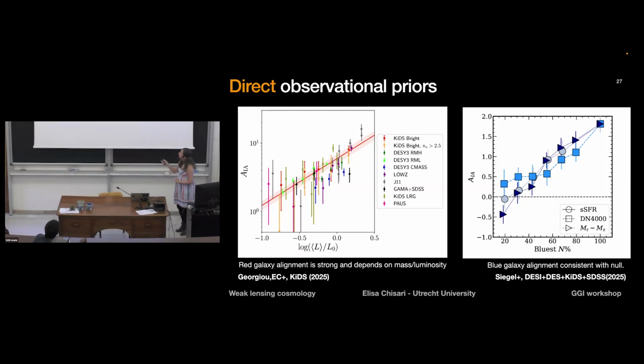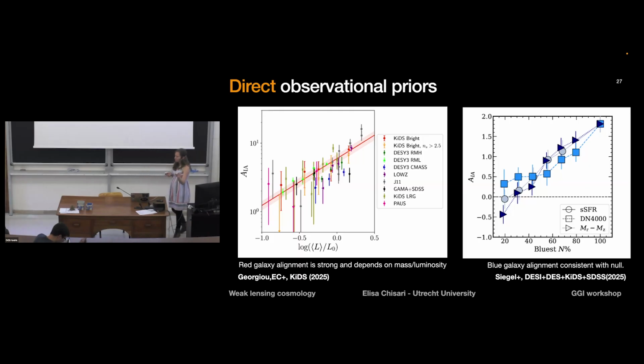And what we find is that red galaxies tend to be more strongly aligned if they're more luminous. Okay, so there's some kind of power law dependence here with luminosity, which translates into roughly a power law dependence with mass.